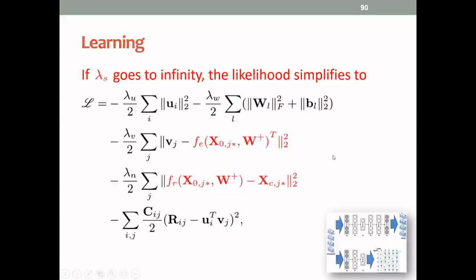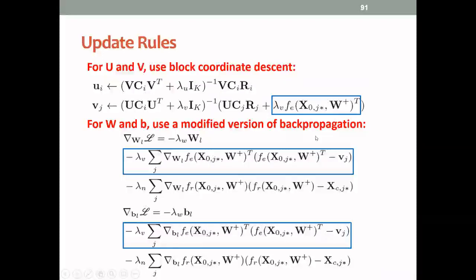So basically with this objective function, we can try to minimize it such that we can find the correct U, V, and W here. And in order to do this, we need to resort to a hybrid optimization scheme of block coordinate descent and backpropagation. So basically, we will alternate between updating U and V, which is the latent vector model part, and updating the weights and biases, basically the W and b.